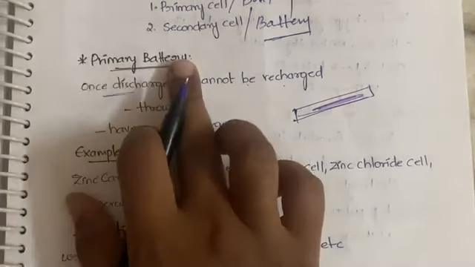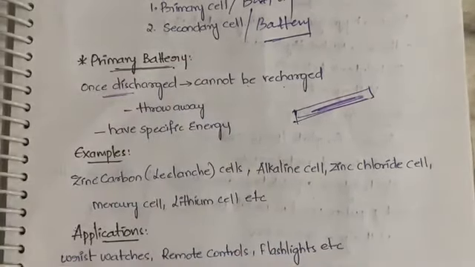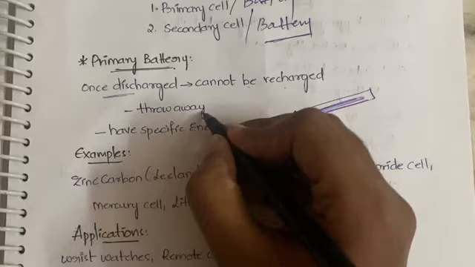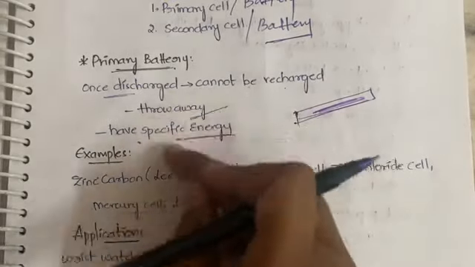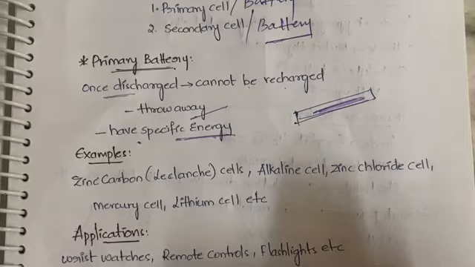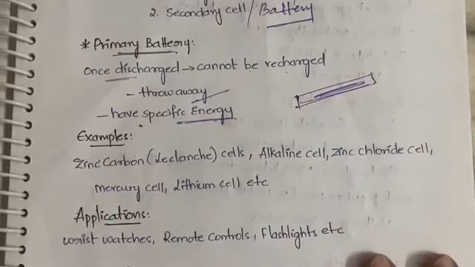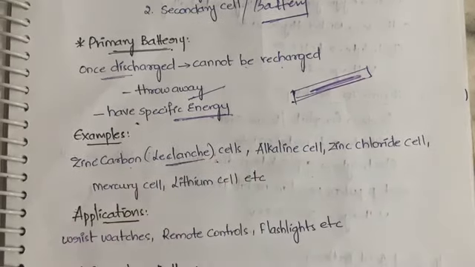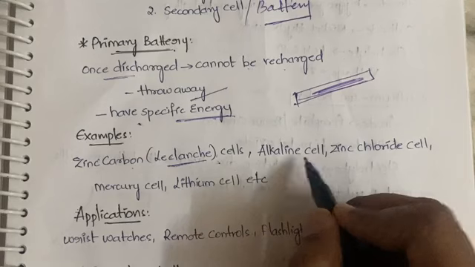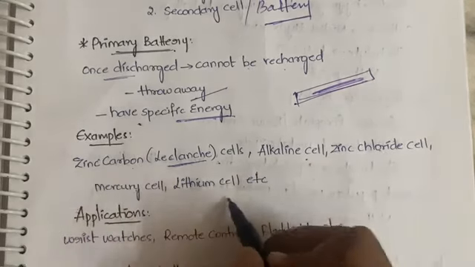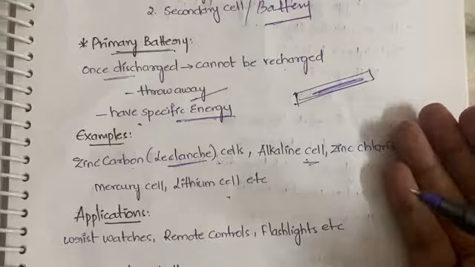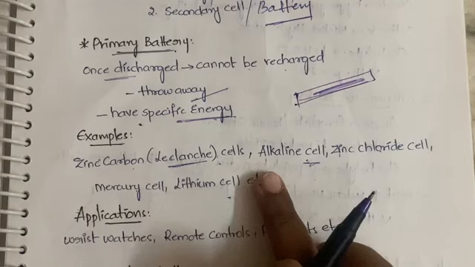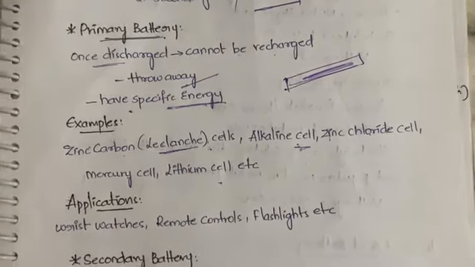So you are able to recharge that. But in case of primary batteries, you cannot recharge it. Once the battery usage is completed, you have to throw it away. It has some specific energy, and when that specific energy is completed, done, you need to throw it away. Next, examples are zinc carbon cell, which is the Leclanché cell, a very popular type of cell, alkaline cell, zinc chloride, mercury and lithium. Instead of cell you can write battery also: zinc carbon Leclanché battery, alkaline battery, zinc chloride battery, mercury battery, lithium battery. Okay, so these are the examples.